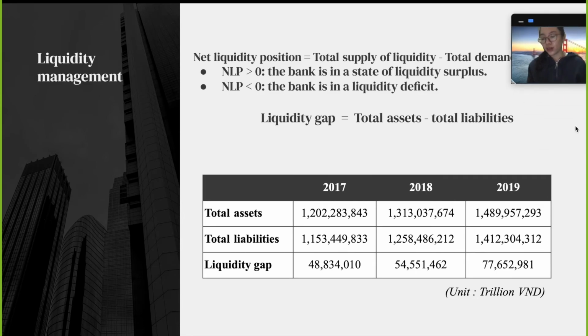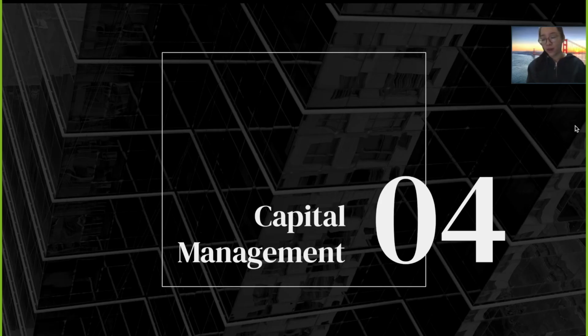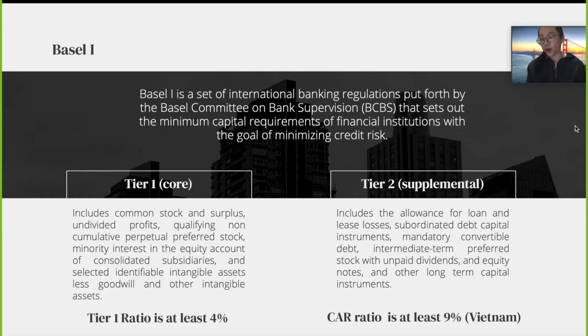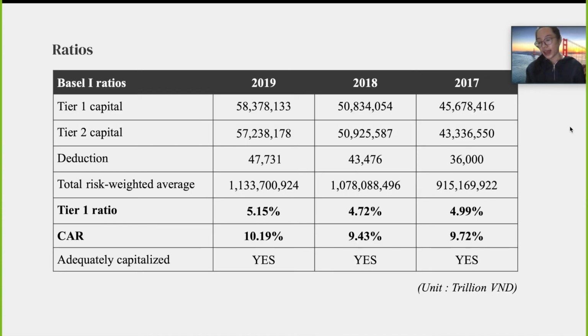The fourth section provides information about the capital management. Along with the requirement of SBV, BIDV followed two sets of Basel Accord. For Basel I, we calculated the Tier 1 ratio and the CAR ratio to determine whether BIDV satisfied the adequate capital level or not. As can be seen from the table, the core capital ratio was all larger than 4%, and the CAR ratio during the 3 years was also higher than 9%. Then we can conclude that BIDV was adequately capitalized.